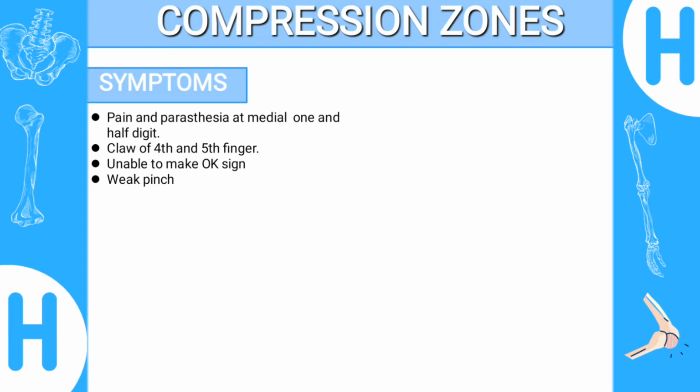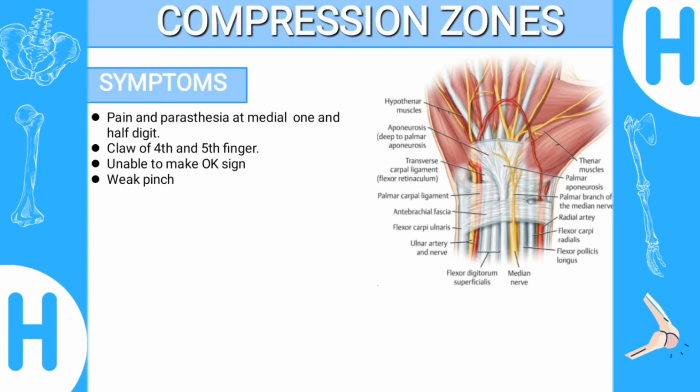In case of entrapment of the motor part of the ulnar nerve, the person is unable to make an okay sign due to loss of intrinsic muscles, and it can also cause a weak grip. The weak pinch can also be caused by compression of the ulnar nerve due to loss of adductor muscles.